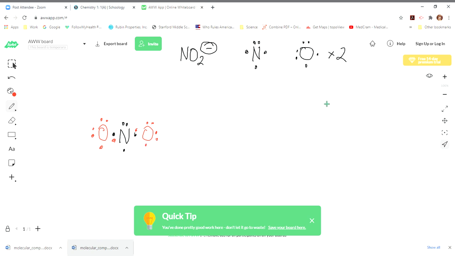So you can see here that the nitrogen only has 7 electrons around it. Same with this oxygen, this oxygen. All the atoms don't have an octet. But what we can do is make an octet for nitrogen and one of the oxygens by moving these electrons in here between the nitrogen and the oxygen to form a double bond.